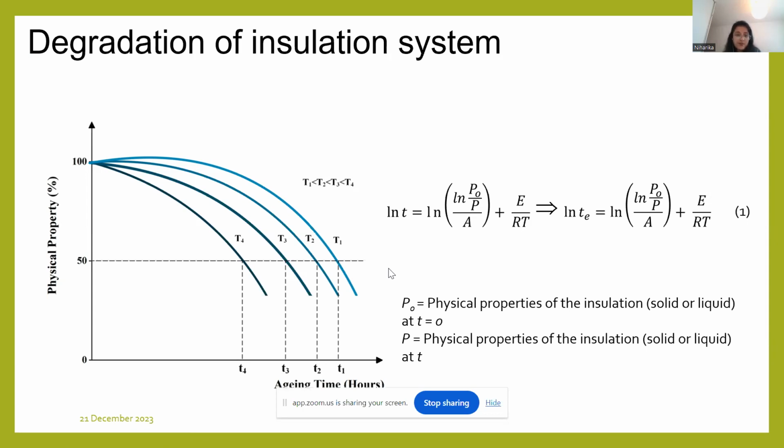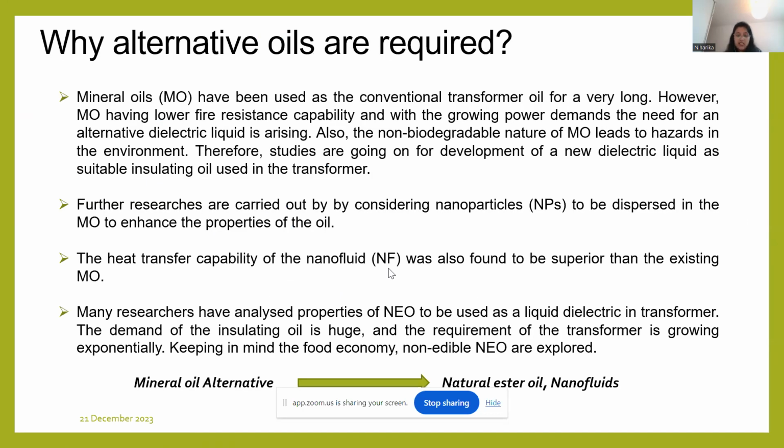So now, why are alternatives required to the mineral oil? Mineral oils have been used in transformers for a very long time. However, they have very low fire resistance capability, and with the growing power demands, the need for alternative dielectrics is rising. The non-biodegradable nature of mineral oil also leads to hazards in the environment.